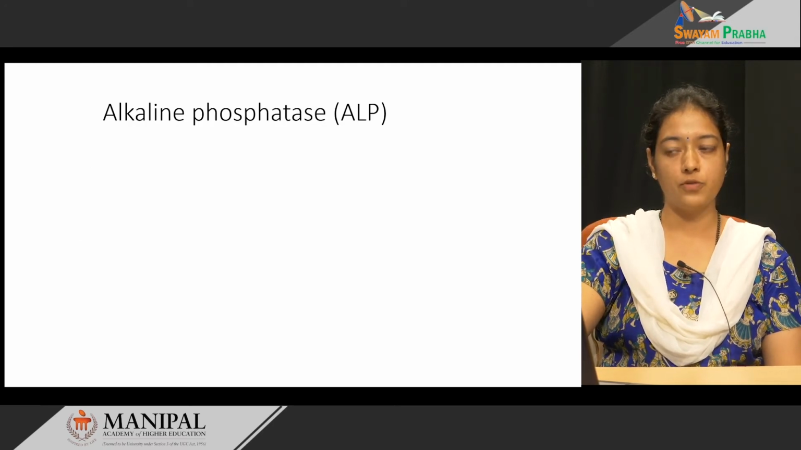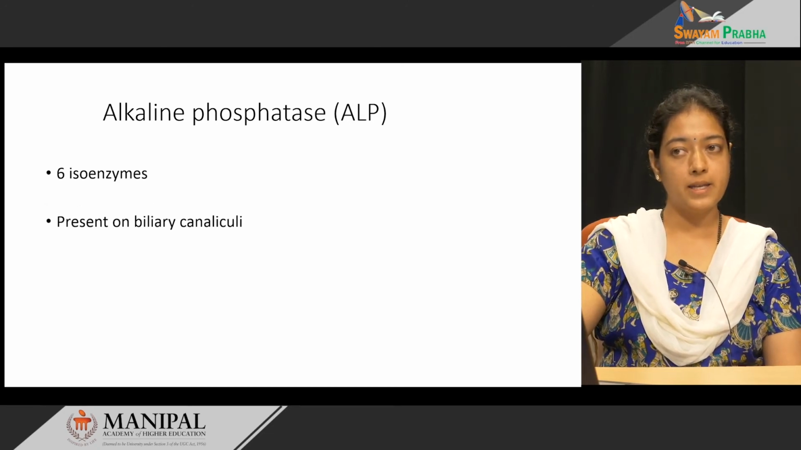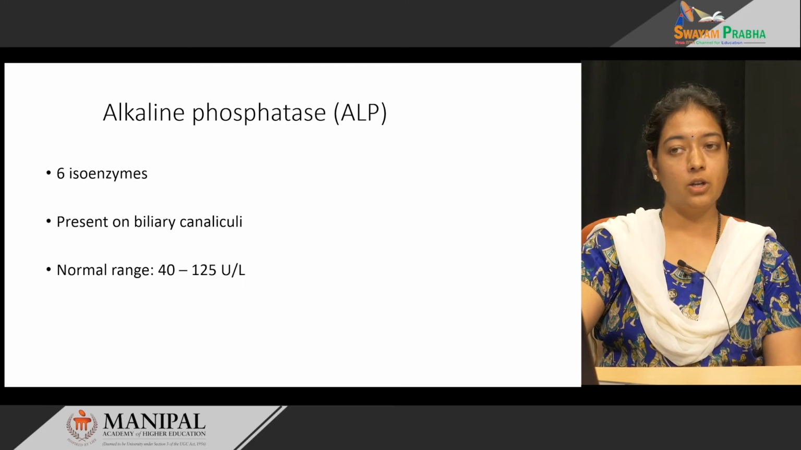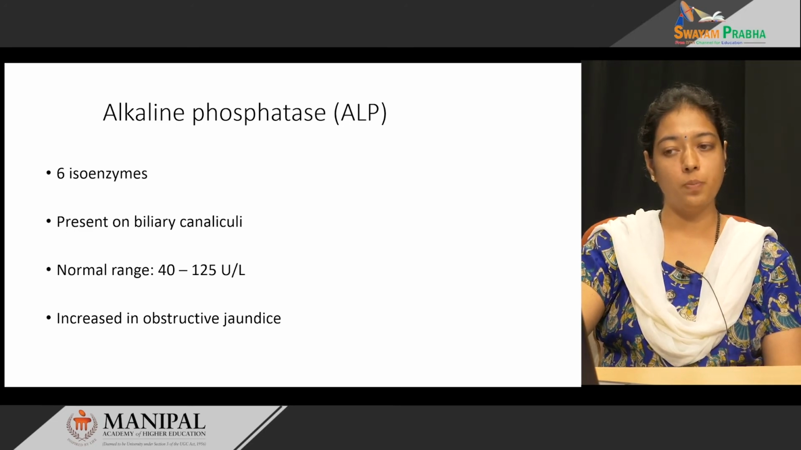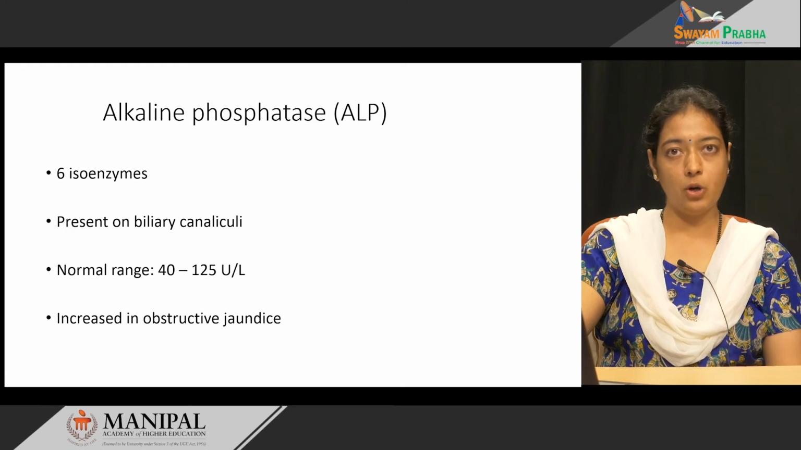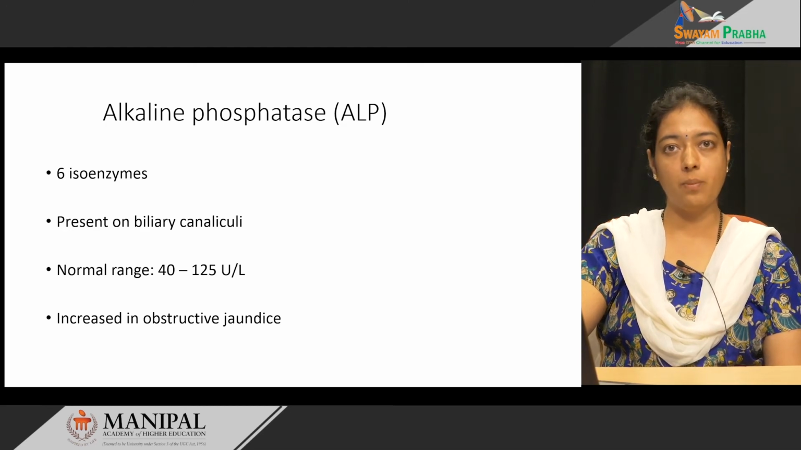Coming to alkaline phosphatase, this enzyme has 6 isoenzymes. It is present in the biliary canaliculi. The normal range is 40 to 125 units per liter and the ALP enzyme is very much increased in obstructive jaundice. Because of the obstruction, the alkaline phosphatase present in the biliary canaliculi is released. The accumulated bile irritates the epithelial cells of the biliary canaliculi and enzyme secretion increases. So, it is a marker of obstructive jaundice.